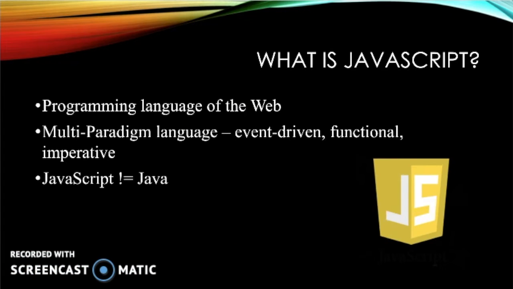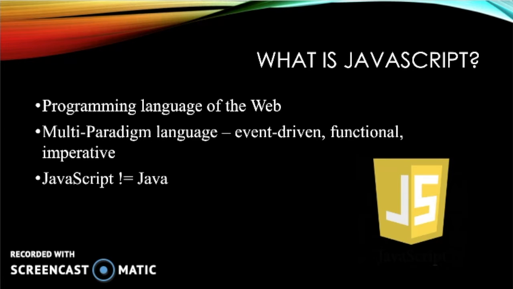What is JavaScript? JavaScript is the programming language of the web. It is a scripting client-side language. JavaScript is a multi-paradigm language. It is event-driven, functional, imperative, object-oriented.